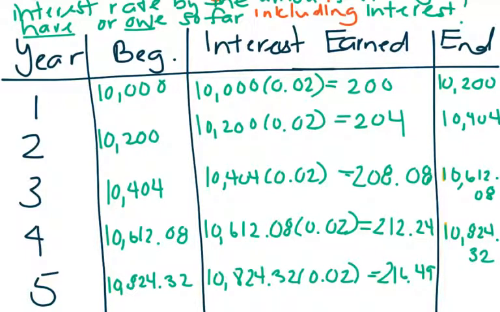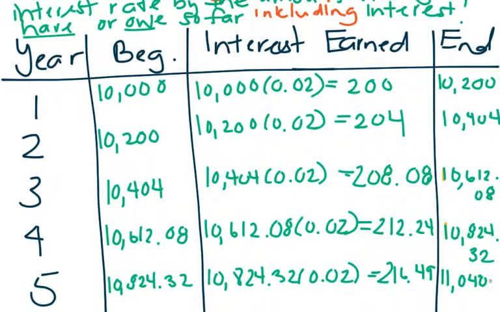We're going to add our final total together. This is how much interest we made this year. This is what we started with. Add those two together. And we've got $11,040.80. Okay. This is difficult to read. Let me omit this.